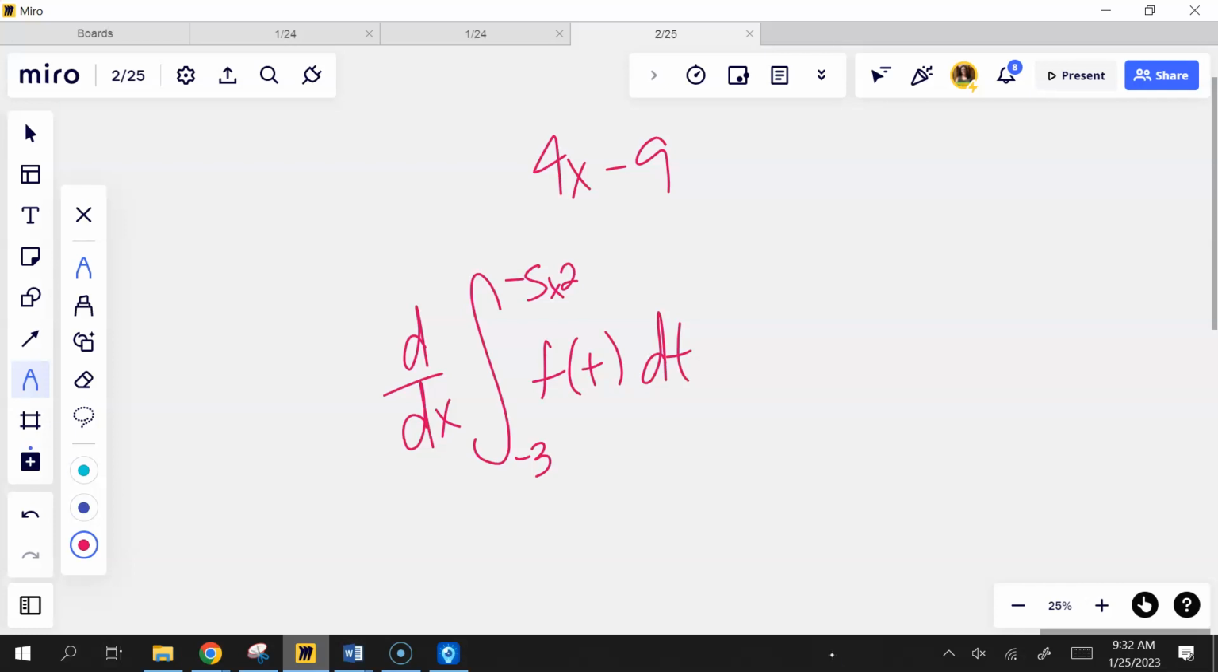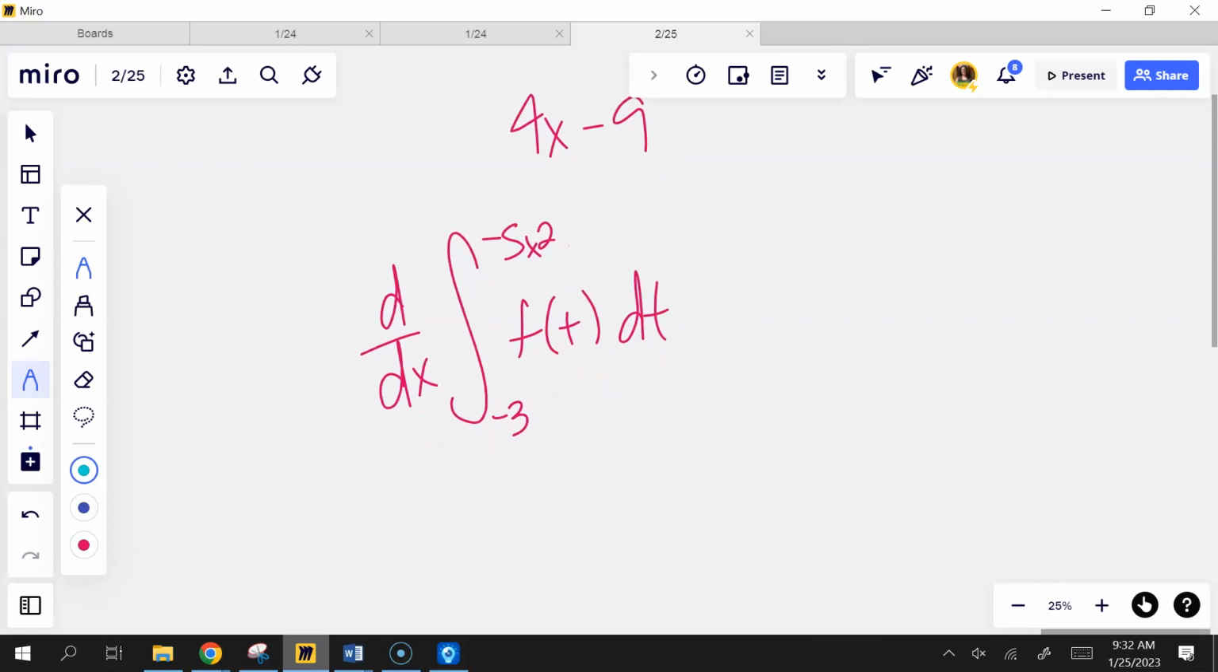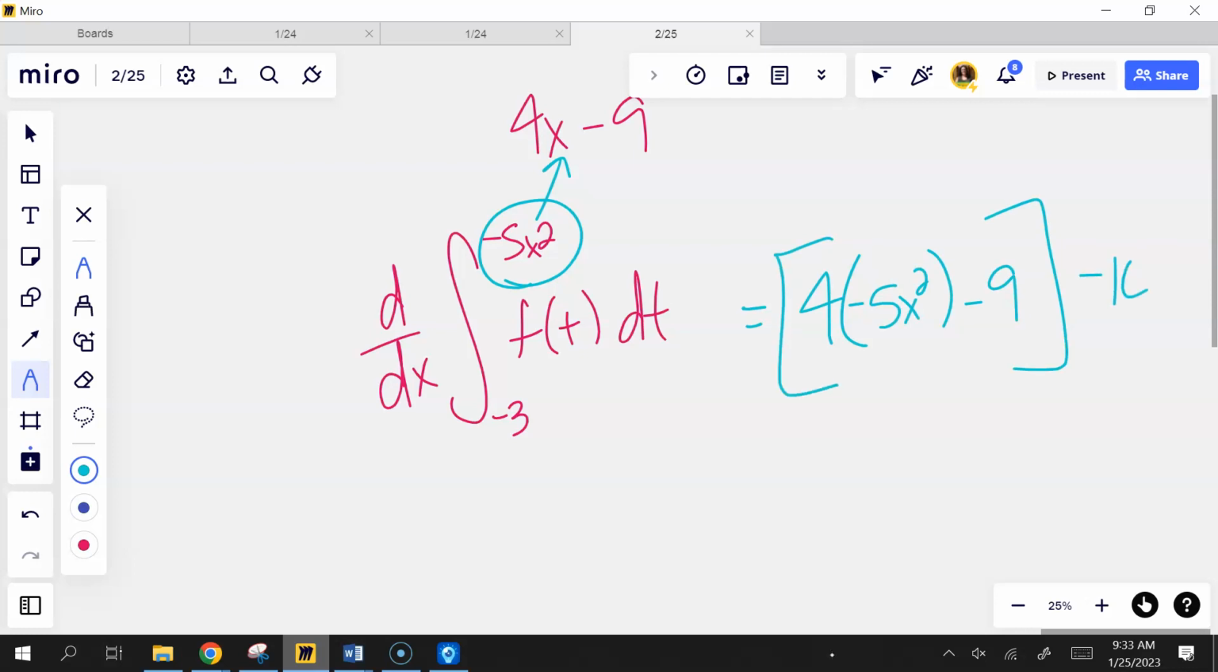The easiest thing to do here, and the point of this is part 2 of the fundamental theorem, says that I can plug the negative 5x squared in here, but I have to chain it. So it's going to be 4 times negative 5x squared minus 9, and now chain. You do the chain at the very end to the whole thing.